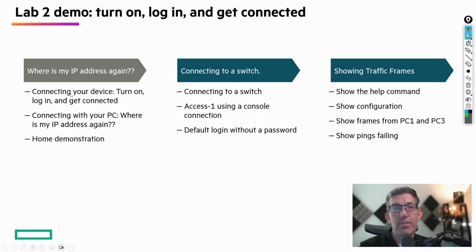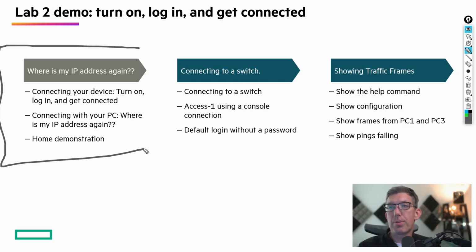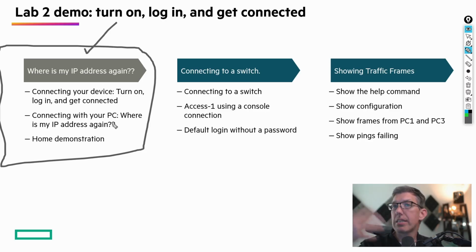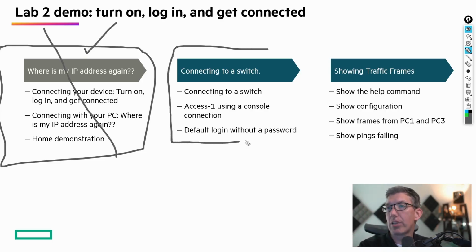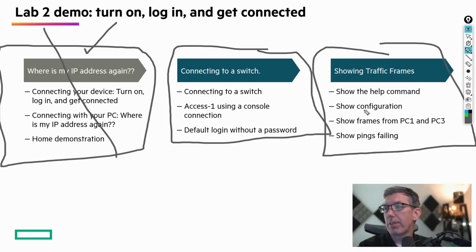So turning on the device, where do we get the address? How do we connect to it? And how do we connect to the switch? In the original demonstration we did earlier, I showed you how to connect your PC to the network and what your home network might look like. Now we're going to look at how to connect to a switch and how to log in, and even show some basic configuration that might be on the switch before we blow it out for the next lab.